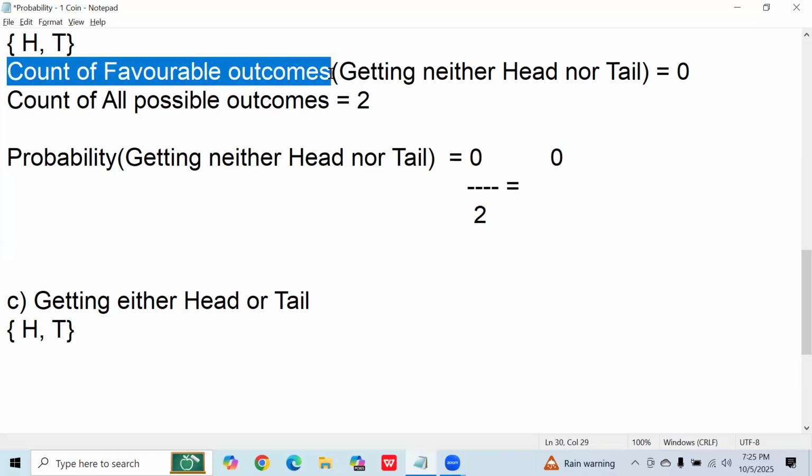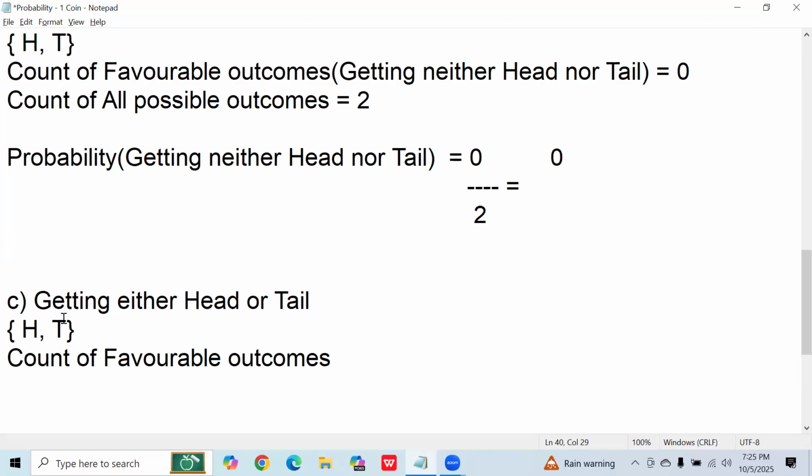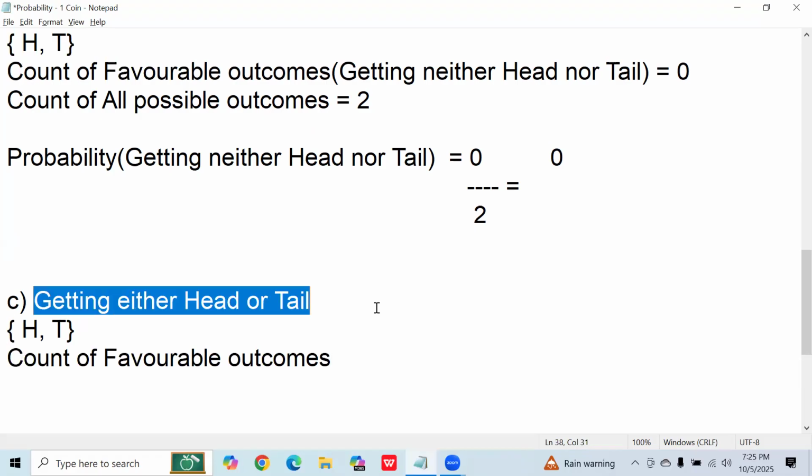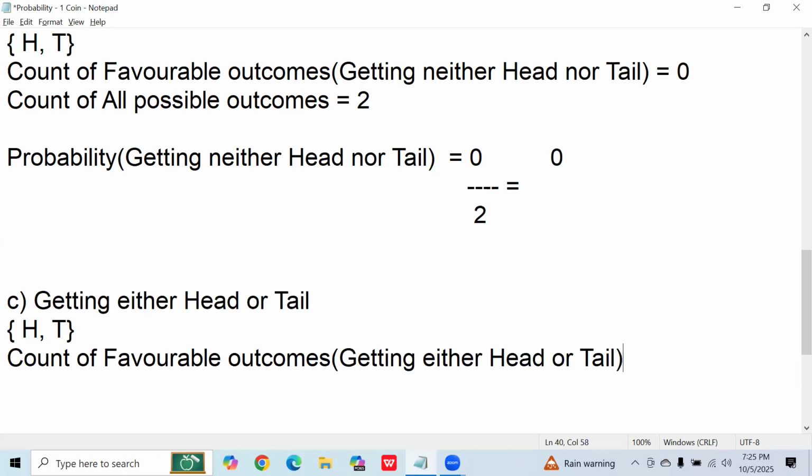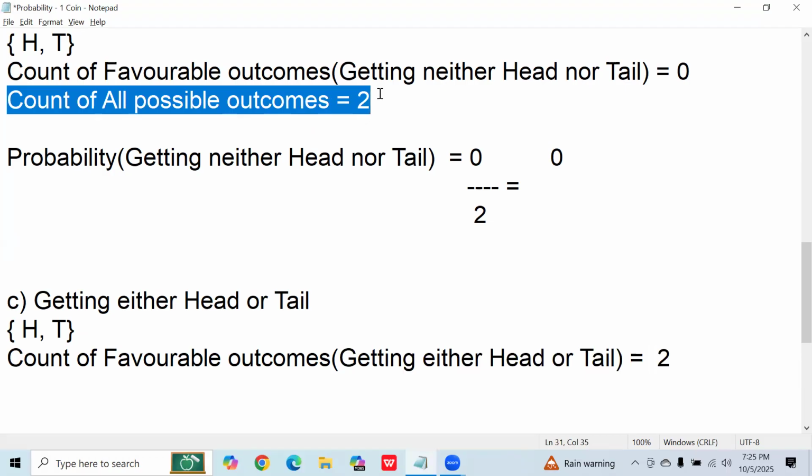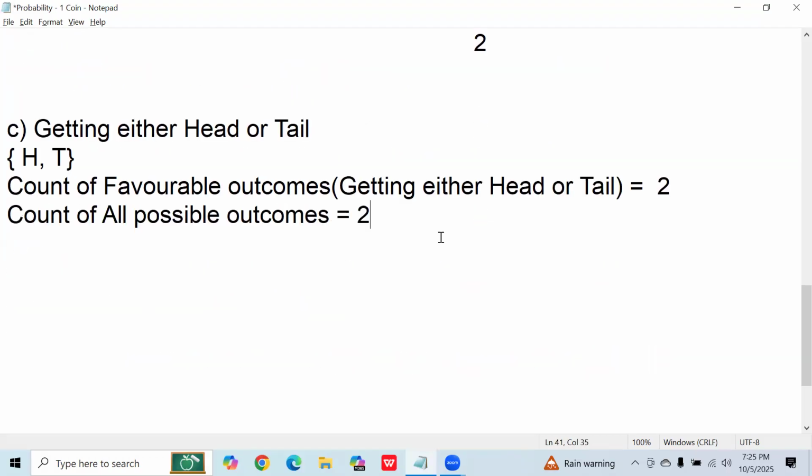What is the count of favorable outcomes now? Let's look at the favorable outcomes for getting either head or tail. See H. Is it favorable for us? Getting head is also favorable for us. This is one. T, tail. Getting either head or tail, tail is also favorable here. So the count of favorable outcomes is 2. And what is the count of all possible outcomes? That is already 2.